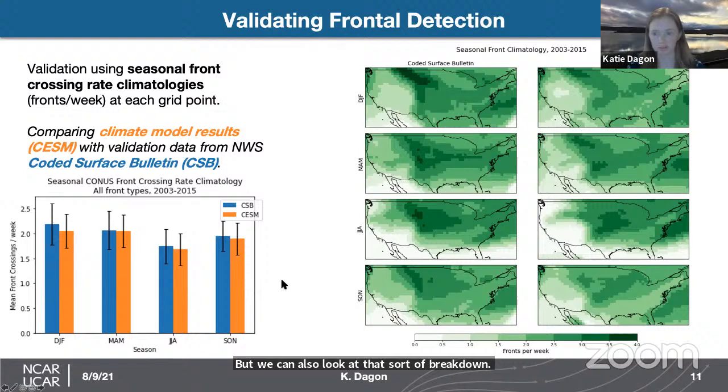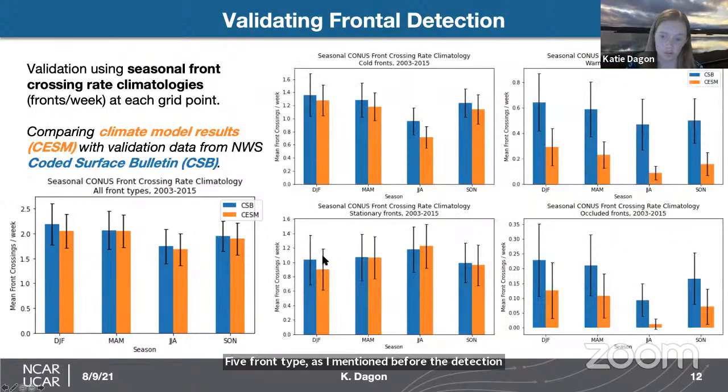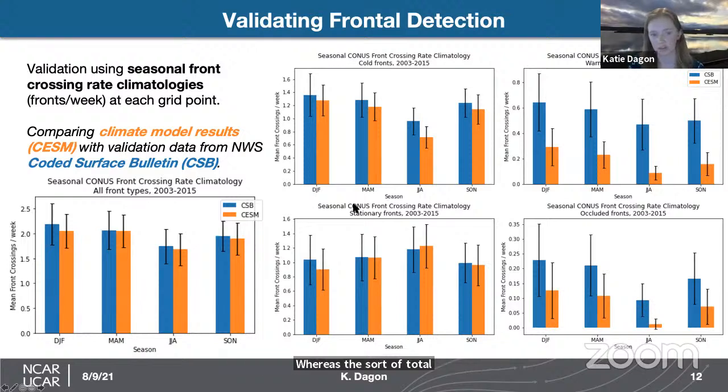As I mentioned before, the detection algorithm is able to distinguish between the different front types. And if we do that, we see that there's slightly less good agreement for the warm fronts and the occluded fronts, though these are overall less frequent if you compare the y-axes for these different plots. Whereas the total front crossing climatologies are more dominated by the cold fronts and the stationary fronts, which do show very good agreement, mostly within the standard deviation across the model and the observations.